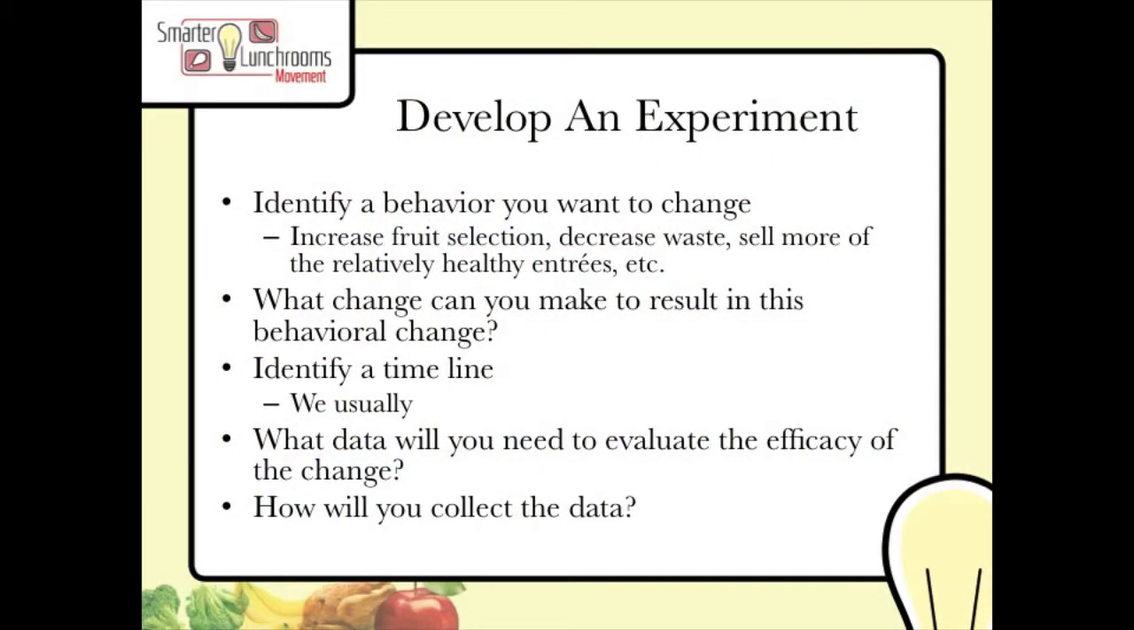For example, we place fruit next to the register, or we provide sliced fruit, or we make healthier items much more convenient by placing them on a convenience line where no other items are offered. Then we think about a timeline. For our research, we usually do a 6 weeks pre and 6 weeks post or treatment period, where during the pre-period, no changes are made, but we still collect data in order to understand the behavior before we actually make the change.